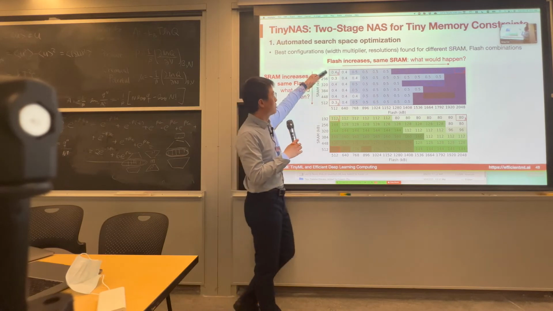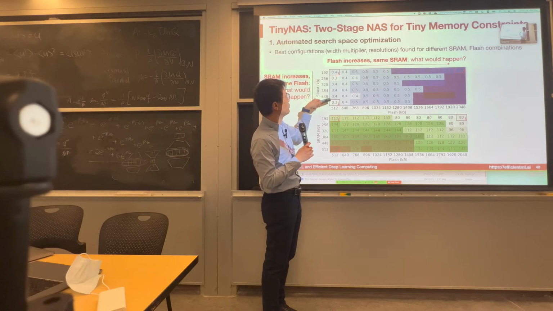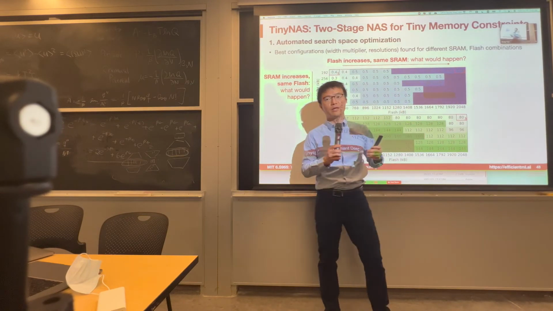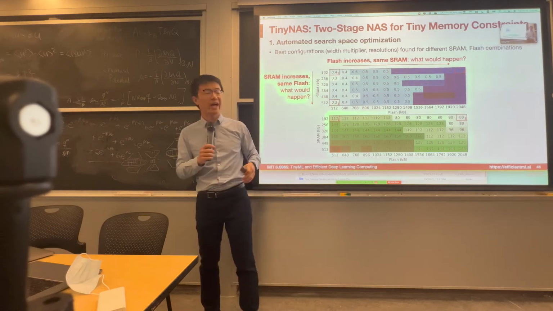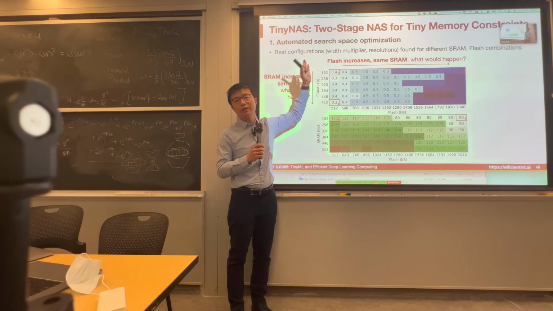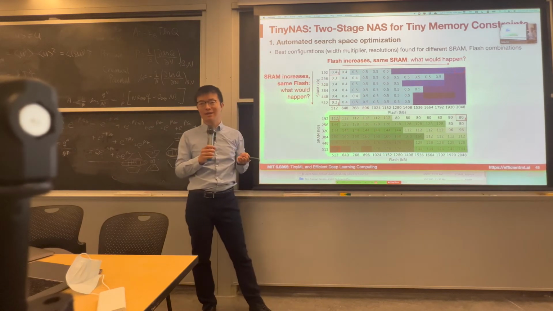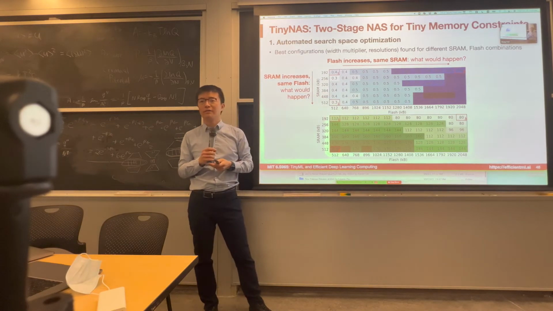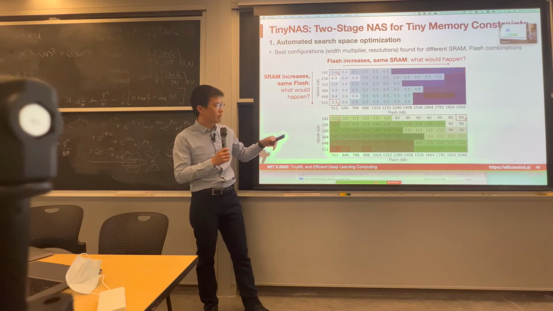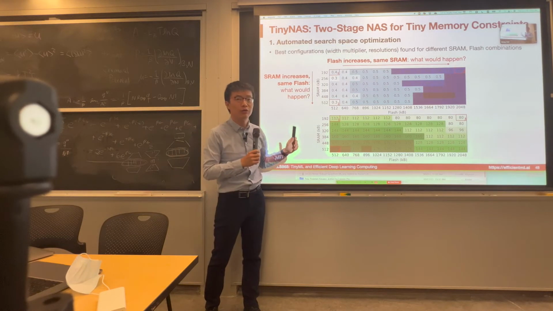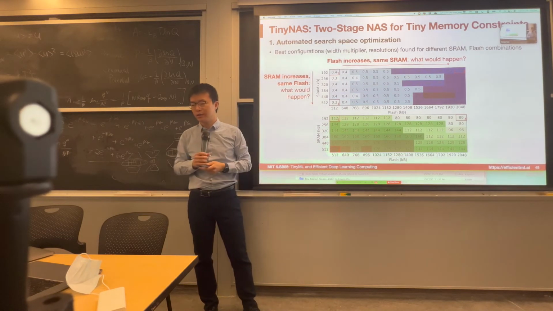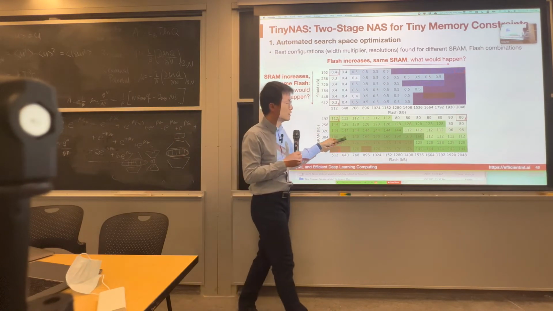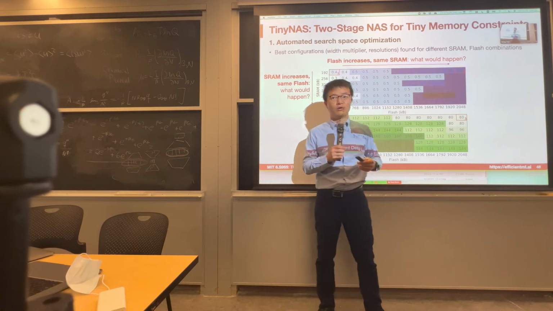So we can see the width multiplier didn't change much: 0.4, 0.3, 0.4, 0.4, here 0.8, 0.9. Because we have the same amount of flash, meaning the weights are the same, which shouldn't change the width multiplier. However, we have more SRAM. Therefore, we can hold a much larger resolution. So the resolution becomes bigger, from 112 to 208, and from 80 to 144.